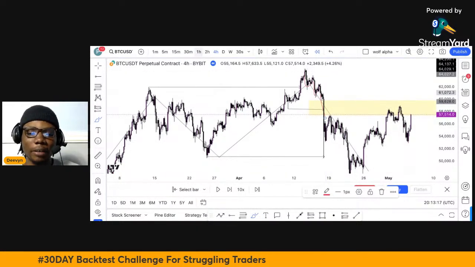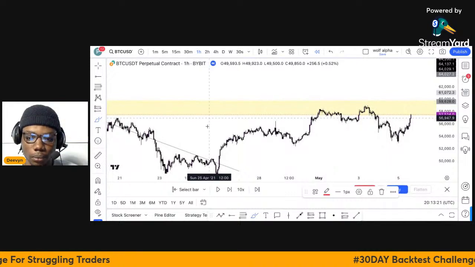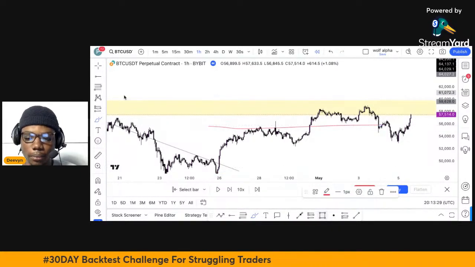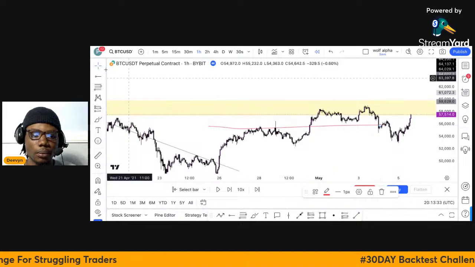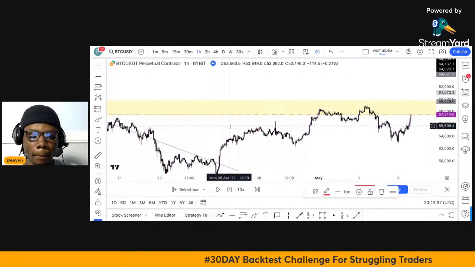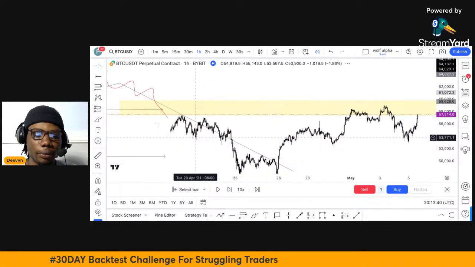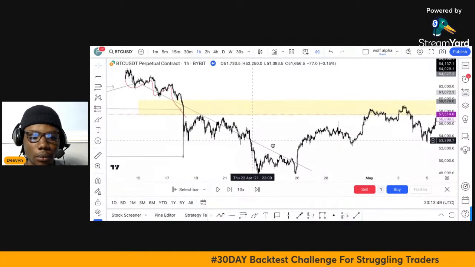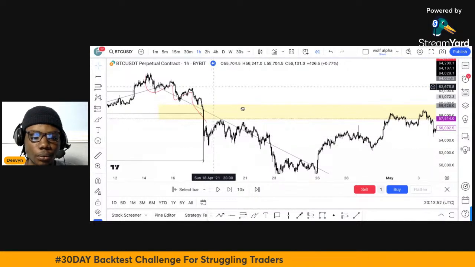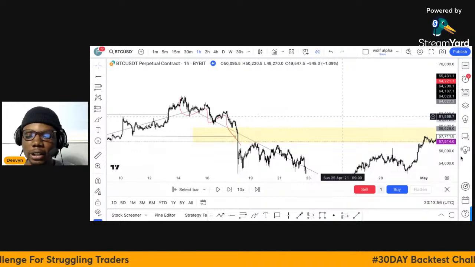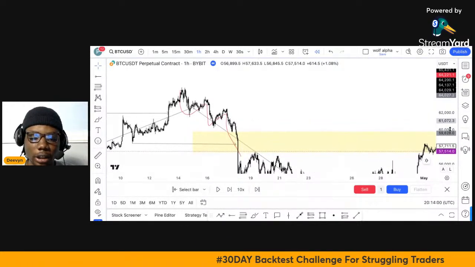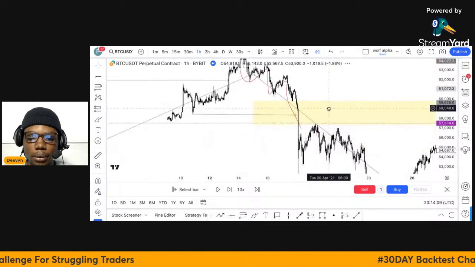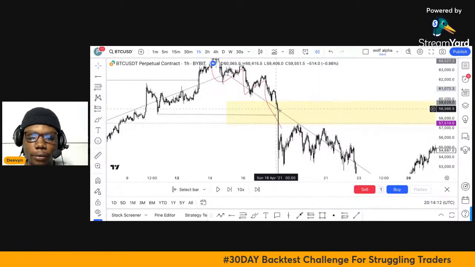Scrolling down to the 1 hour time frame, what more can we see? All right, so we can see that internally, inside of this imbalance, there is this subtle area of contention. There is this subtle area of contention over here.